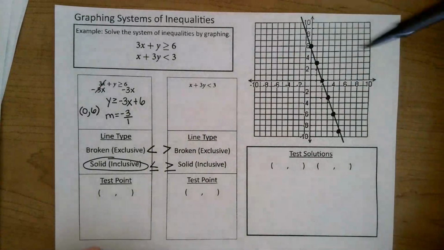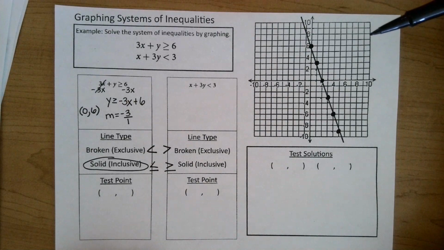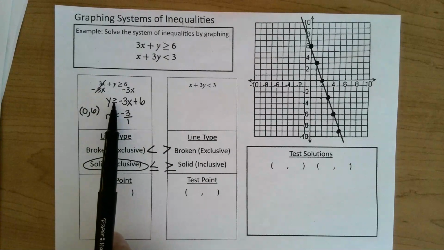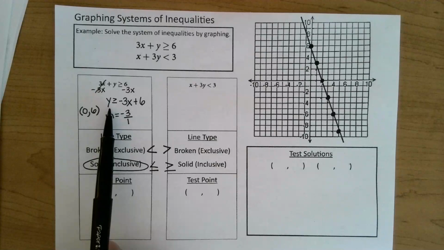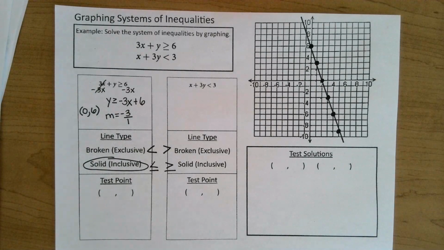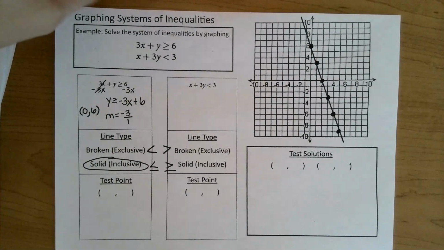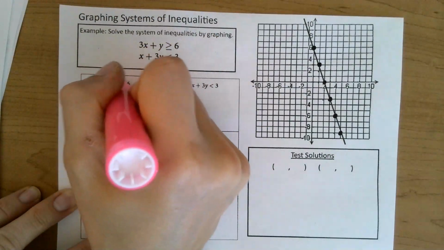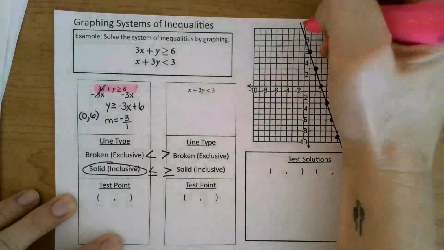All right, so we have a solid line because it's greater than or equal to. And then remember, we have to shade our solution region. So go back to the symbol. It's greater than or equal to. So would we shade above or below? Above. So whatever color you want to use, I'm just going to highlight the inequality so I know that's the color I'm using for that one.